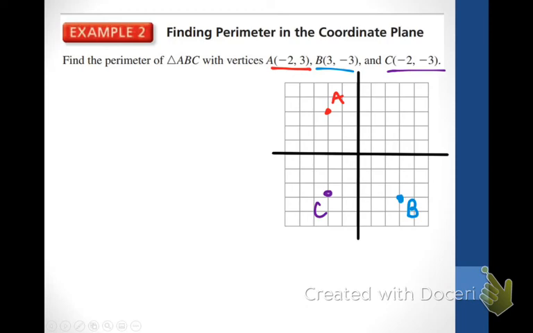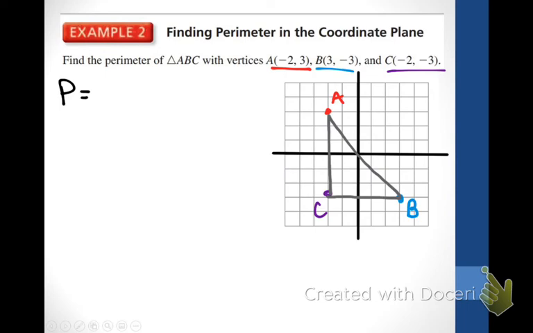So I know this is a triangle. What can I do to signify that this is a triangle? It doesn't look like a triangle yet. I can connect the dots. So from here, we're going to find the perimeter. So we're going to add all of these side lengths.